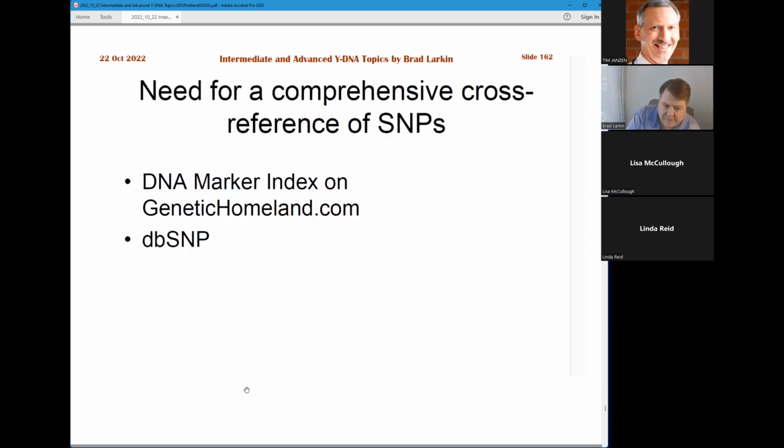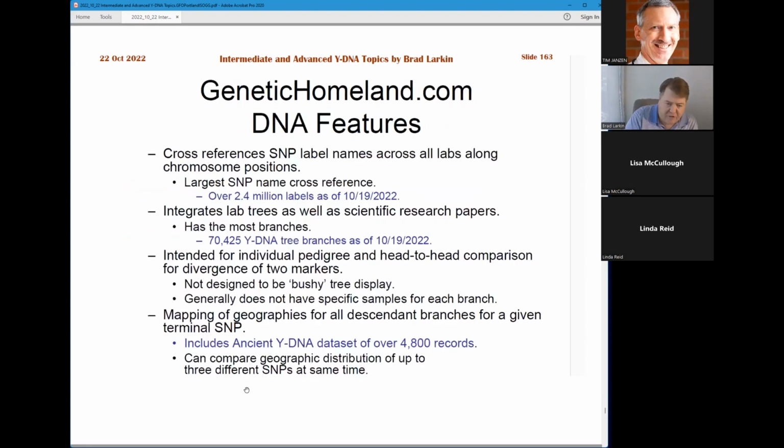So as we said, there needs to be a comprehensive cross-reference of SNP marker names, as well as the positions with the different assemblies. The DNA marker index on Genetic Homeland is one. There is an older tool called dbSNP, which was around but isn't as focused on genetic genealogy. So some of the features we have on Genetic Homeland, we cross-reference the SNP labels across all labs, across all chromosome positions. We have the largest SNP name cross-reference, 2.4 million labels. We integrate the trees with scientific research papers as well, 70,000 branches.